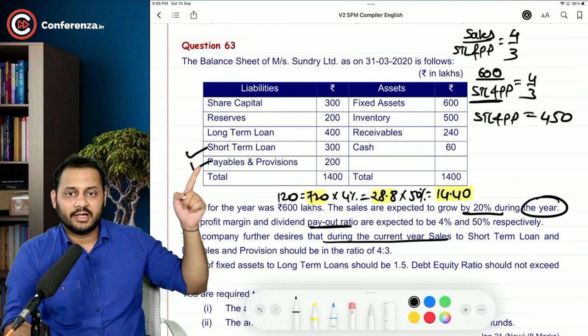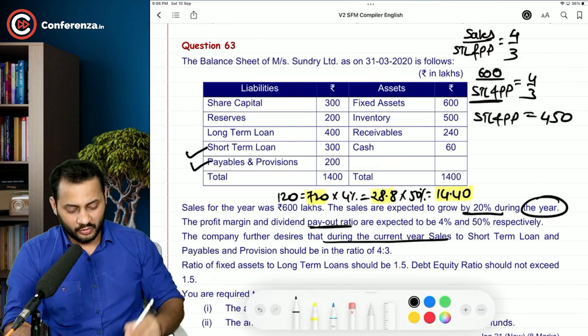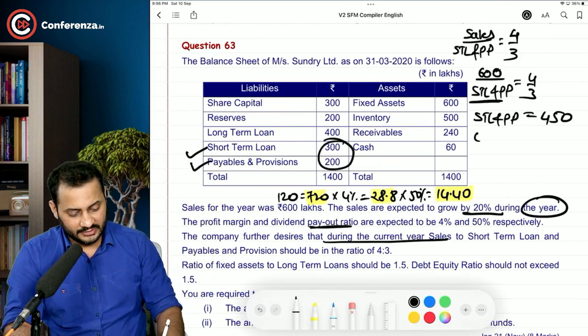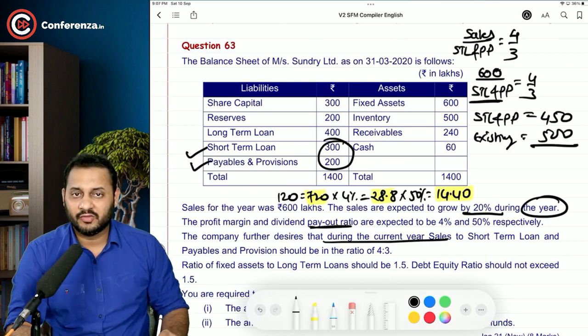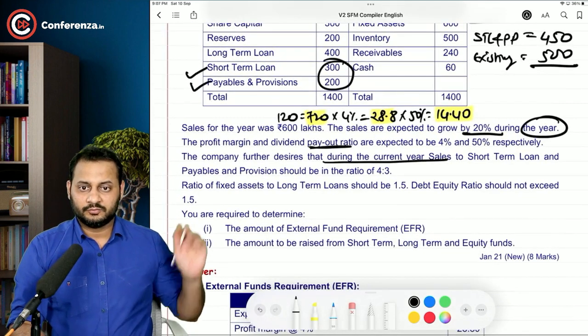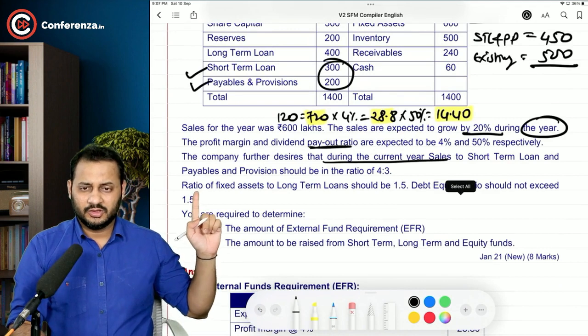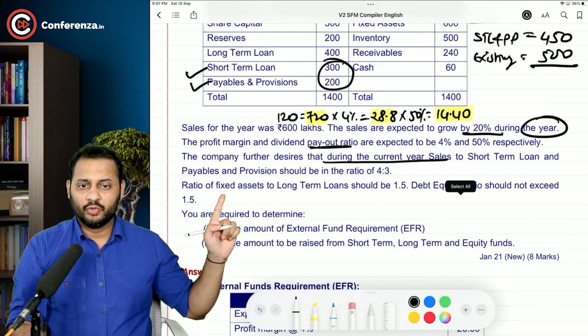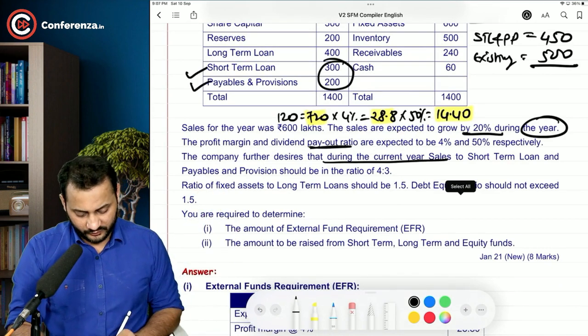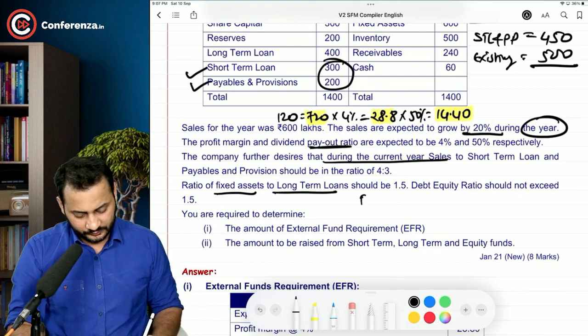Right now we are having 500 lakhs. Existing is itself 500 lakhs. Cool. The ratio of fixed assets to long-term loan should be 1.5. Fixed assets to long-term loan.